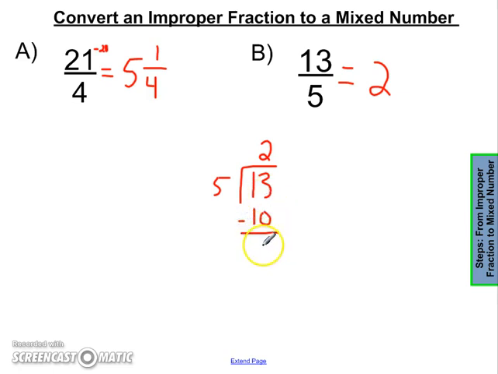13 minus 10 leaves me 3. There is my remainder. And I will keep my 5, my divisor, as the denominator of my fraction. So 2 3/5 is my solution here. So if you need to, go ahead and do the long division method.